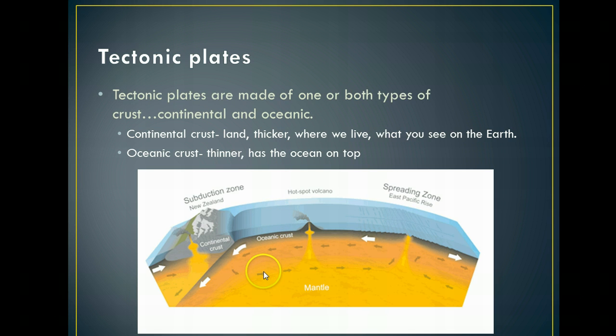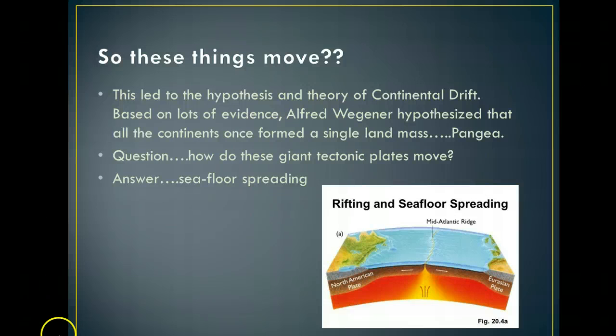And you'll notice these arrows right here, the darker arrows. We're going to come back to that in a second. The lighter arrows here, the white ones, notice those going down right there. We'll come back to those in a second, but remember, arrows on a diagram indicate motion. So these things move, right?